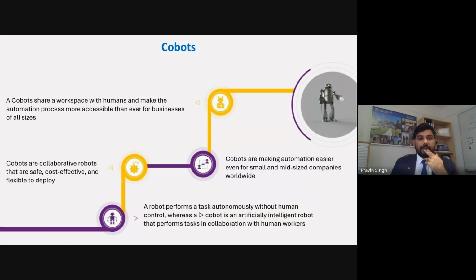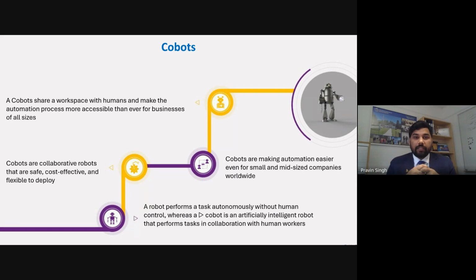Yeah, now it is cobots, what I was talking about, the collaborative robots. Unlike traditional robots, collaborative robots work alongside humans rather than replacing them. Like a robot was just replacing the person, but the cobot will work with the human. So how will it work, and why is it important?